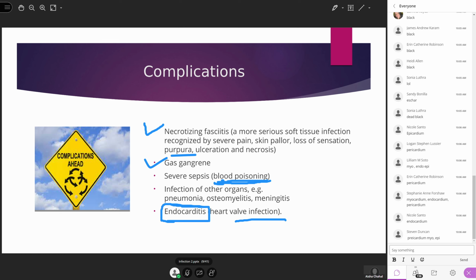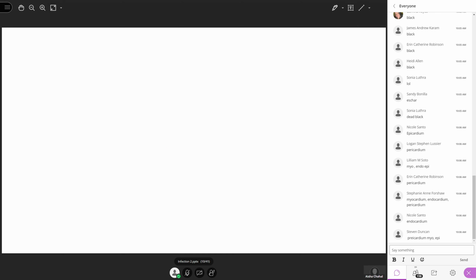Endocardium is the last layer of the heart, right? And you know that an infection in the last layer there can be very dangerous. It can spread to the valves, and we will need valve replacement and things like that. And so cellulitis can also result in endocarditis.